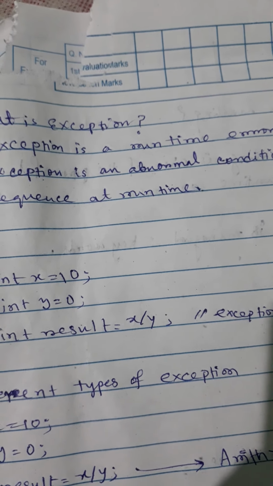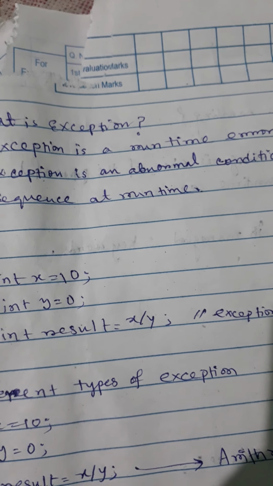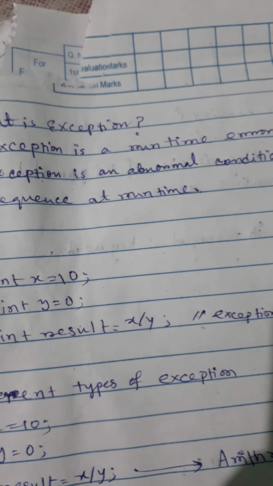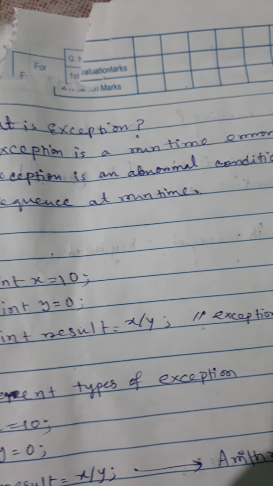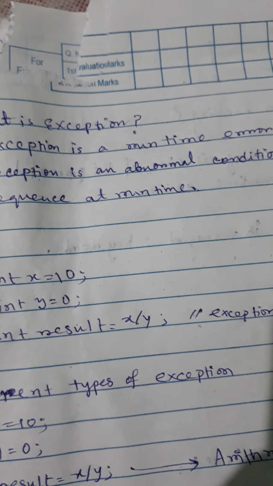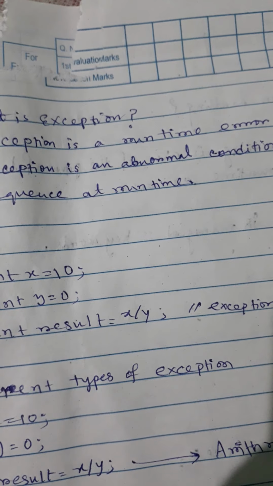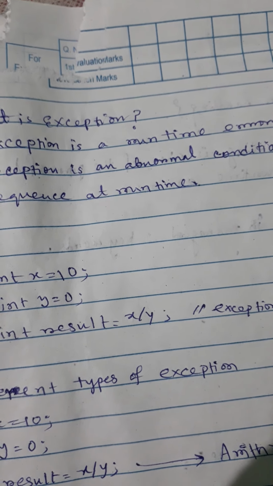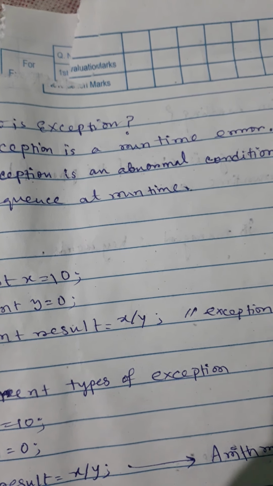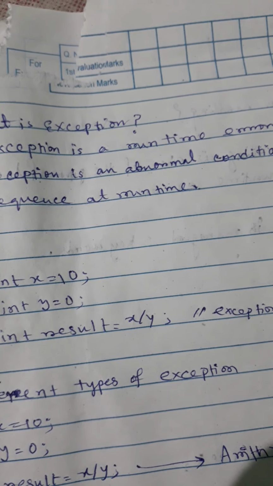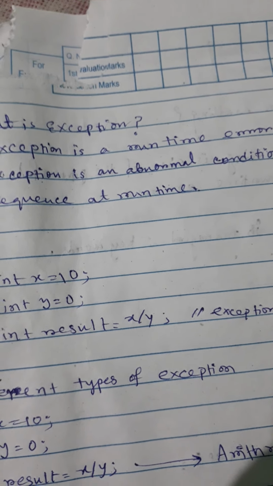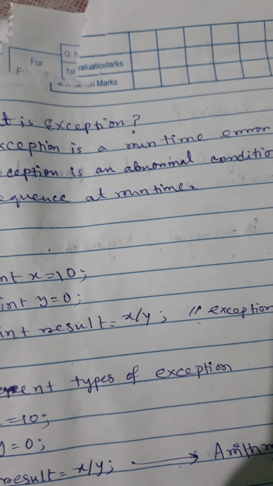What are compile time errors? Errors that are detected and displayed during compile time are called compile time errors. Examples of compile time errors are missing semicolons, missing brackets in classes and methods, misspelling of identifiers and keywords, etc. And what are runtime errors?